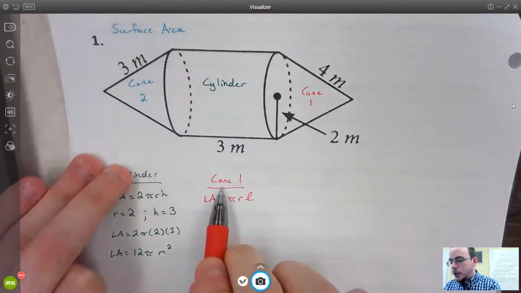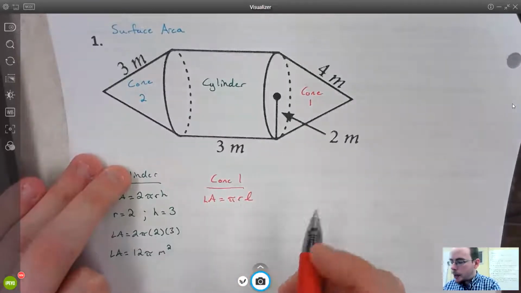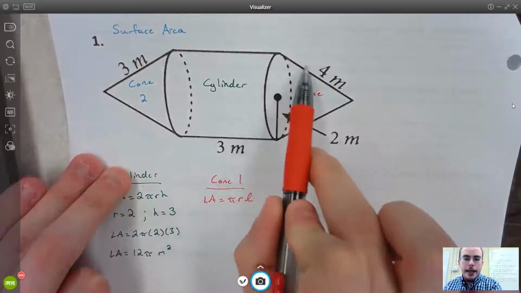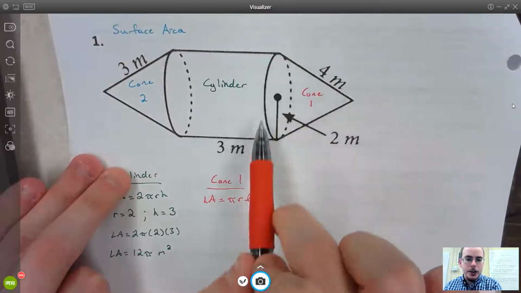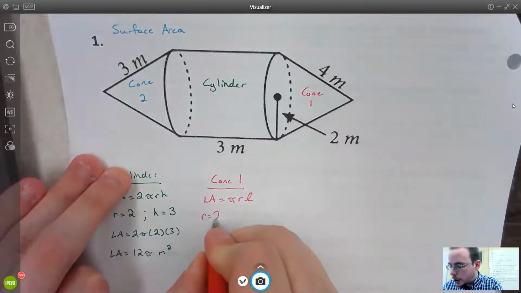So let's look at this cone and see if we can determine our radius and slant length. If you look at this cone here, you can easily tell that the base is this circle here, which has a radius of 2. So R is equal to 2.